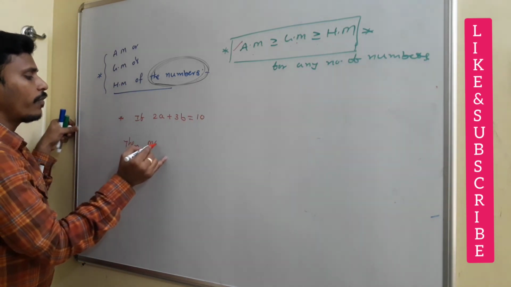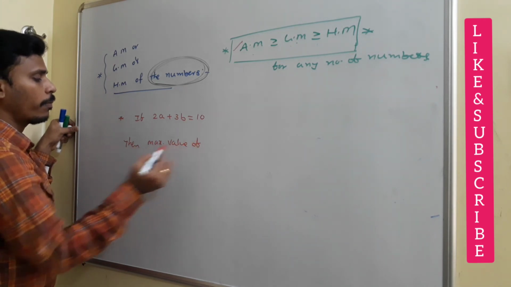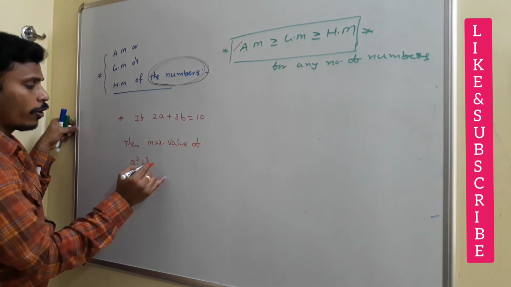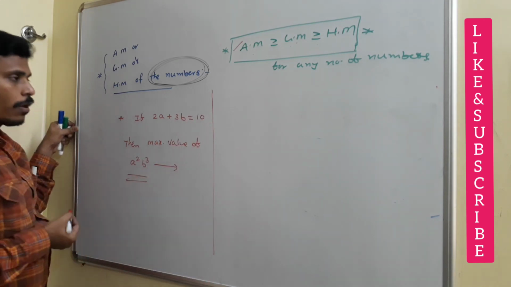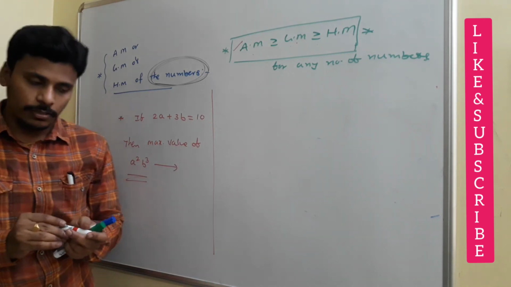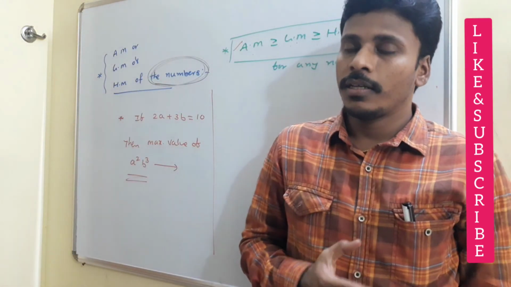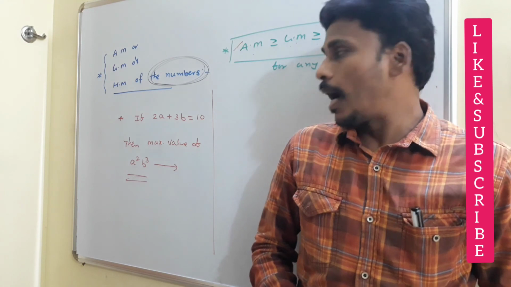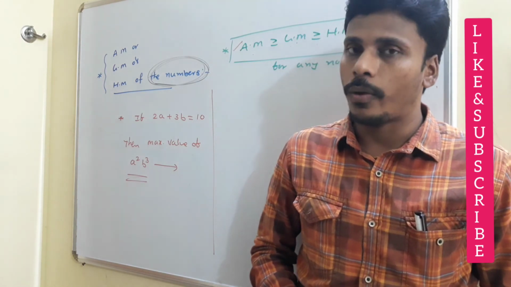Then if anybody asks you to find the maximum value of a square b cube. See what you need to find? You need to find the maximum value of a square b cube. First of all, just think about the question: how the question is arising and what it tells us. Look at the question. 2a plus 3b is equal to 10, and they are asking us to find the maximum value of a square b cube.